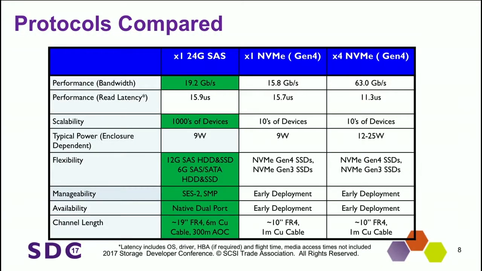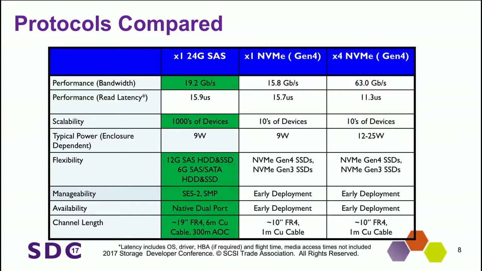Let's take a quick look at some of the protocols and compare them. With 24 gig SAS, you're changing the encoding scheme, going to a 130/128 code instead of an 8B10B, and you're also putting forward error correction in there. So when you subtract those overheads off, you end up with about 19.2 gigabits of user bandwidth for the transport of the actual frames themselves.